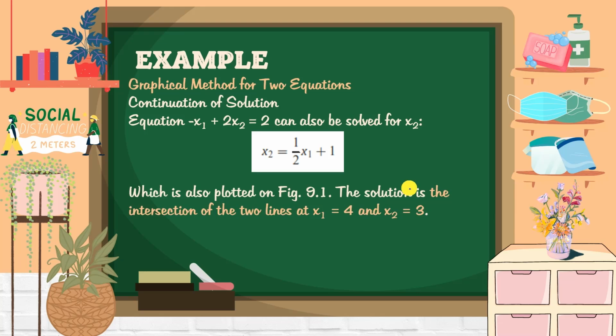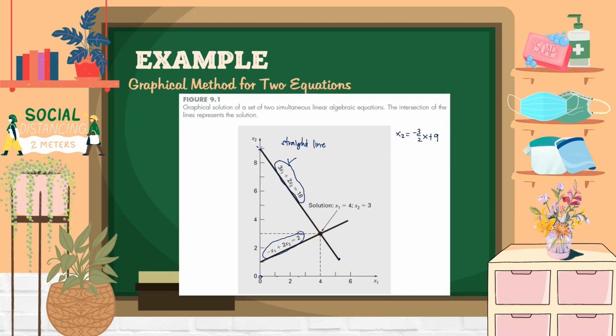So the solution is the intersection of two lines at x sub 1 equals 4 and x sub 2 equals 3. Getting back to our previous figure, this will be the plotted straight line of our second equation. I'll have here the function x sub 2 simply by rearranging the equation: 1 half x sub 1 plus 1. So graphically, the point of intersection of the two lines is at 4 and 3, wherein x sub 1 is 4 and x sub 2 is 3.